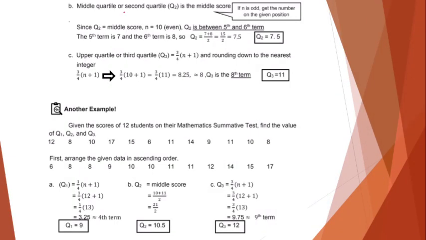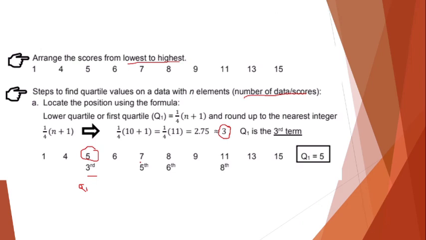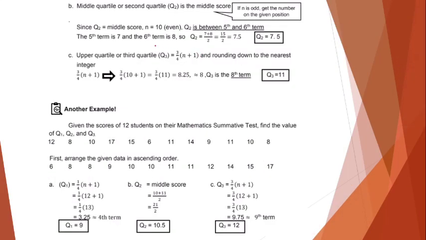The middle quartile, or the second quartile, is in the middle score. If n is odd, get the number on the given position. Since quartile 2 is equal to the middle score, and n is equal to 10, which is even, it is between the 5th and 6th terms. The fifth term is 7. The sixth term is 8. So for quartile 2, 7 plus 8 is 15, divided by 2, so quartile 2 is 7.5.